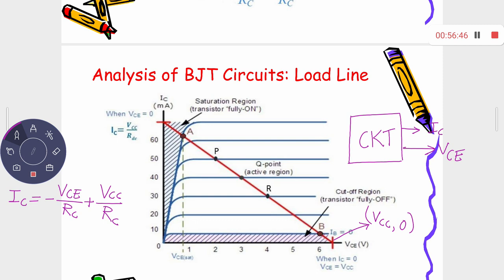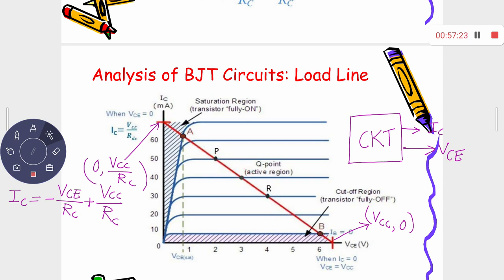And when VCE is equal to 0, when VC is equal to 0, what is IC? VCC upon RC. That means this is another point, 0 comma VCC upon RC. So you have two points, x1 comma y1, x2 comma y2. And in between you have straight line variation. So basically, this is the line.